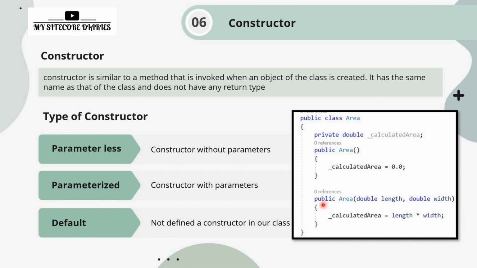And if you see down, public Area, double length, double width. Again, the class name and the method name are the same. It is not returning anything, and it is accepting two parameters. So it is a parameterized constructor where it is taking the length and width, then calculating, and that value is stored in the field here, calculate area. It is not returning that value. Okay, so this is your parameterized constructor, and if you do not have any constructor, then a default constructor will get called. So this is the constructor.